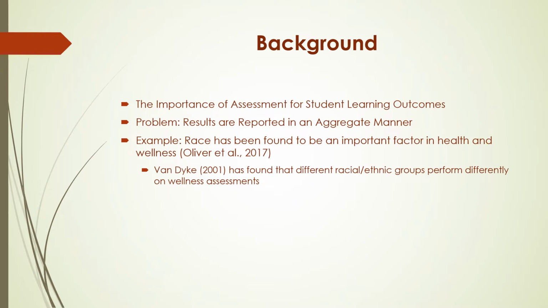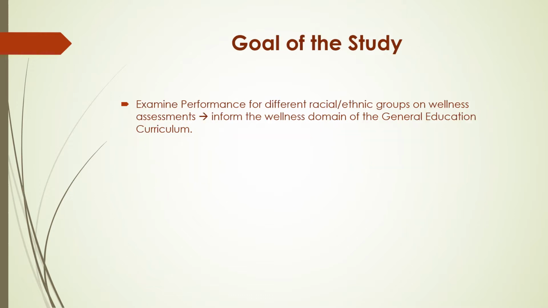As an example, race or ethnicity has been found to be an important factor in health and wellness. In addition, Van Dyke has found that different racial or ethnic groups perform differently across wellness components. Therefore, the purpose of the study was to examine the performance and provide feedback for different racial or ethnic groups on the wellness assessment to potentially inform curriculum changes in the wellness domain of JMU's general education program.